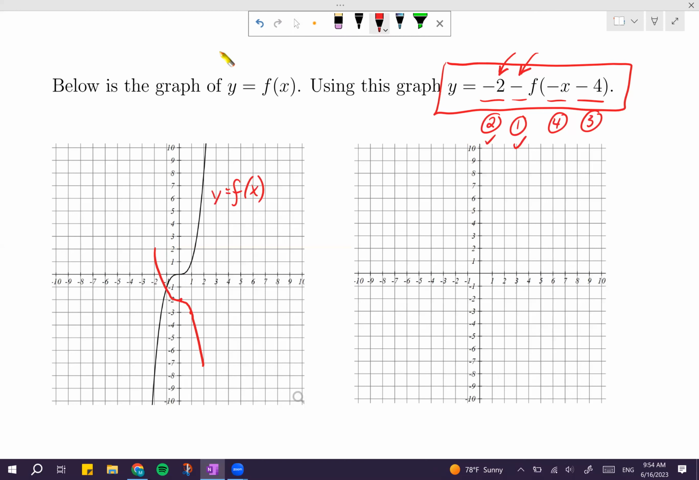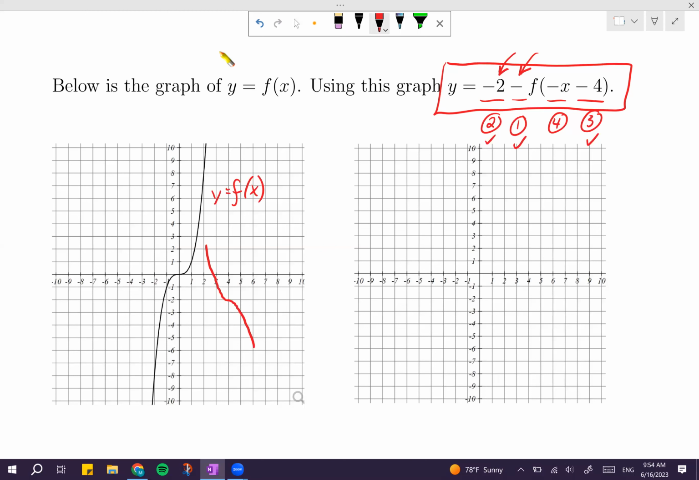Boom, that one's done. This -4 here says take your function and move it to the right 4 units. So go 1, 2, 3, 4. Down this way and up this way. Oh, I accidentally erased one of my legs.